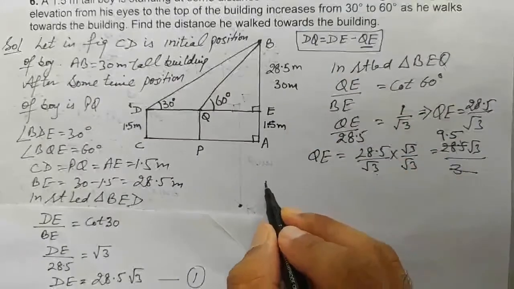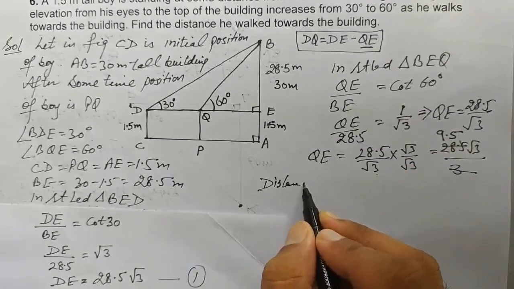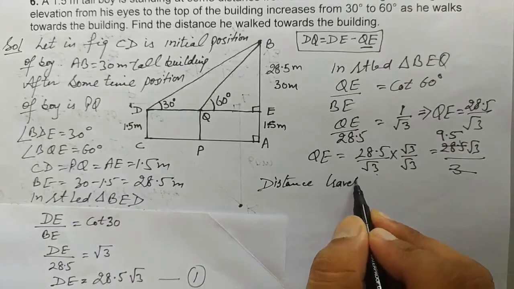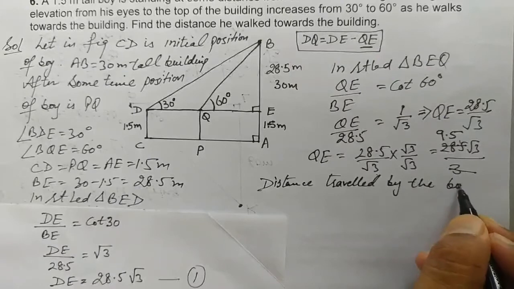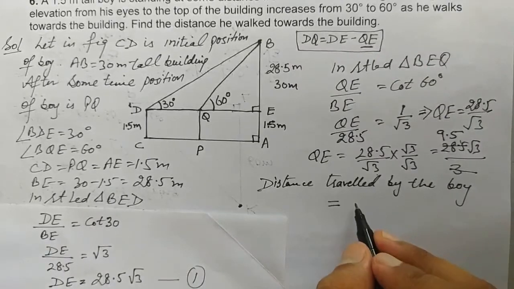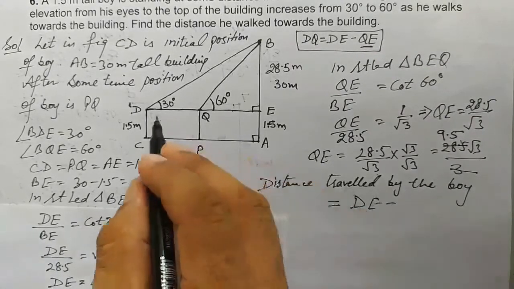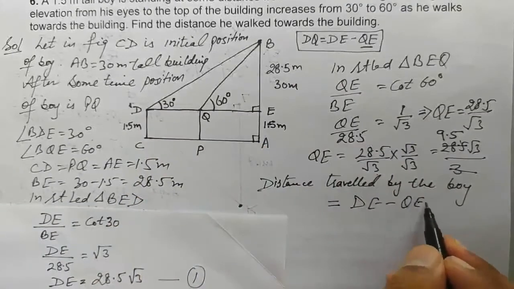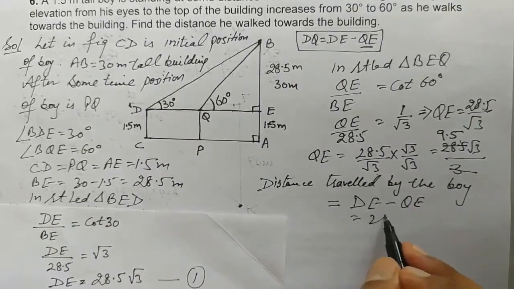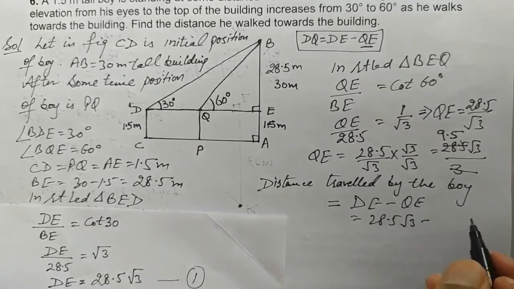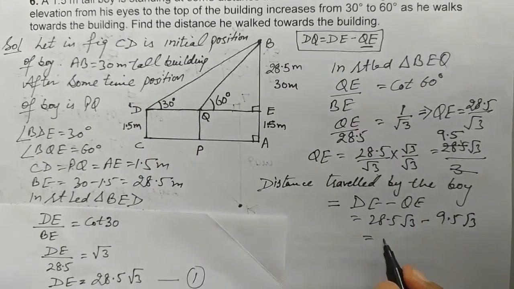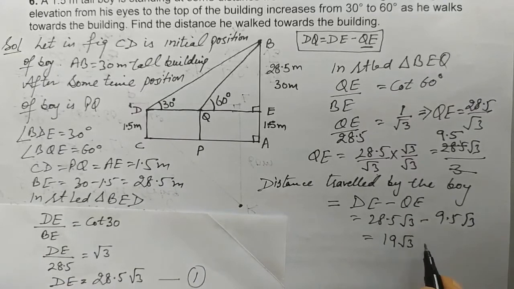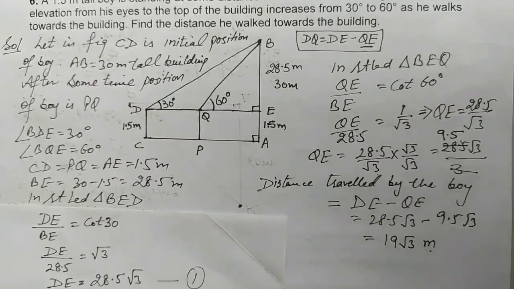So you can write, distance traveled by the boy is equal to DE minus QE, right? So DE is here 28.5 root 3 and QE is 9.5 root 3. So this is 28.5 minus 9.5, which is 19 root 3 meters. So the distance traveled by the boy is 19 root 3.